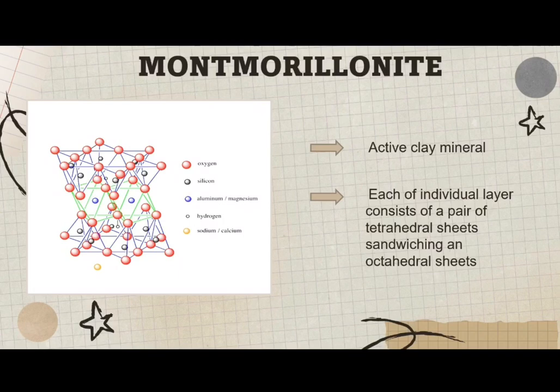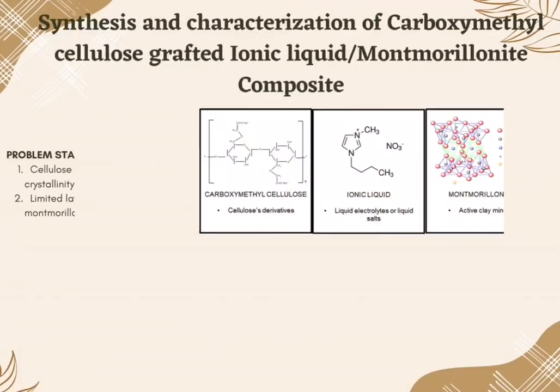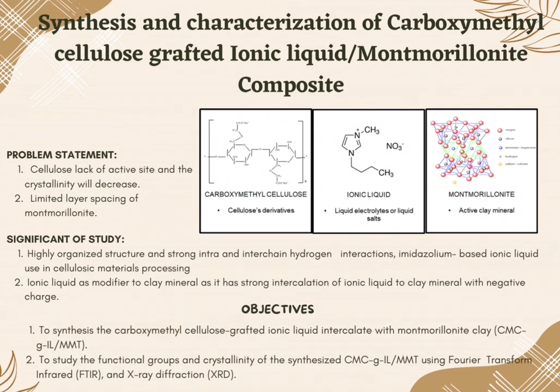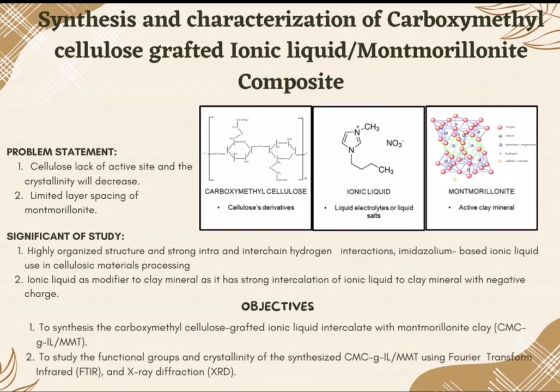Okay, so for the problem statement, cellulose is known to contain OH groups, and it will form strong hydrogen bonding, either inter or intra-hydrogen bonding. Due to that, it lacks active sites and crystallinity will decrease. The second one is the limited layer spacing of montmorillonite, which leads to difficulties in integration processes.